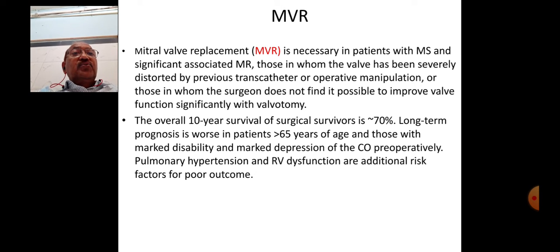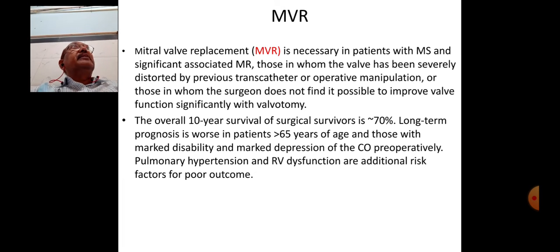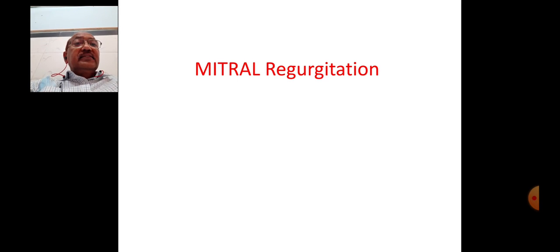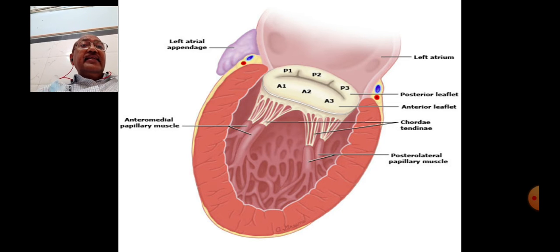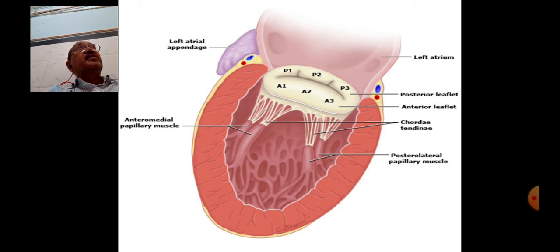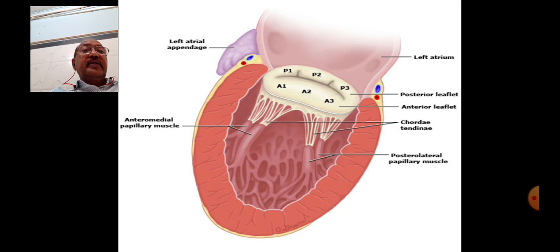Now let's move on to another lesion involving the mitral valve, that's mitral regurgitation. And as I explained earlier, you have to remember the mitral valve apparatus, and if any component of the mitral valve apparatus is not functioning normally, you can have mitral regurg, including the mitral annulus and mitral leaflets, both AML and PML, which are further divided into A1, A2, A3 and P1, P2, P3.